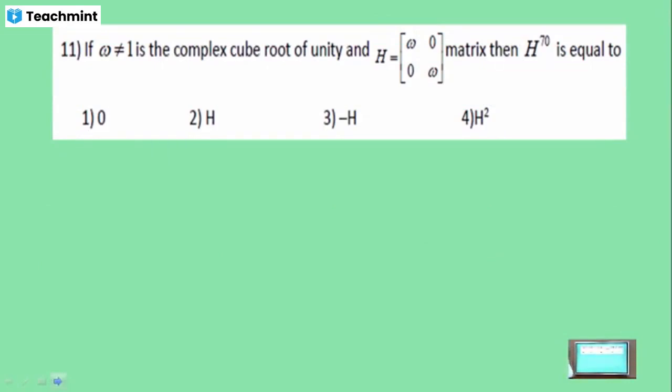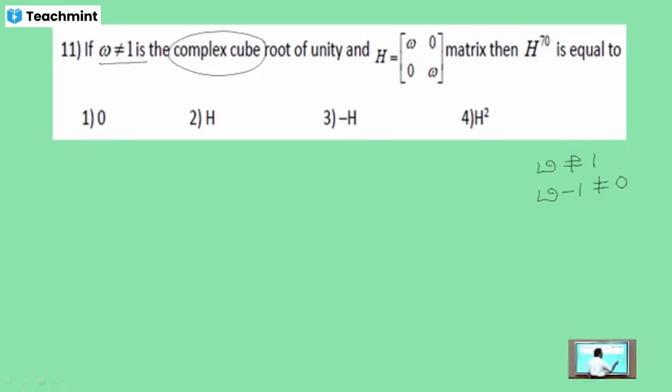11th one, condition ಅನ್ನು ಕರೆಕ್ಟ್ ಆಗಿ ನೋಡ್ಕೊಳ್ಳಿ. If omega not equal to 1 is the complex root of the unity. ಈ ಚಾಪ್ಟರ್ ಅನ್ನ, ಮ್ಯಾಟ್ರಿಕ್ಸ್ ಚಾಪ್ಟರ್ ಅನ್ನ ಕಾಂಪ್ಲೆಕ್ಸ್ ನಂಬರ್ ನ ಒಟ್ಟಿಗೆ ರಿಲೇಟ್ ಮಾಡಿದಾಗ ಆಯ್ತು. If omega not equal to 1 is the complex cube root of the unity. Omega not equal to 1 ಅಂದ್ರೆ ಏನ್ ಅರ್ಥ ಆಗುತ್ತೆ? Omega minus 1 is not equal to 0. Omega minus 1 is not equal to 0 ಅಂತ ಕೊಟ್ಟಾಗಾಯ್ತು ನಮ್ಗೆ.